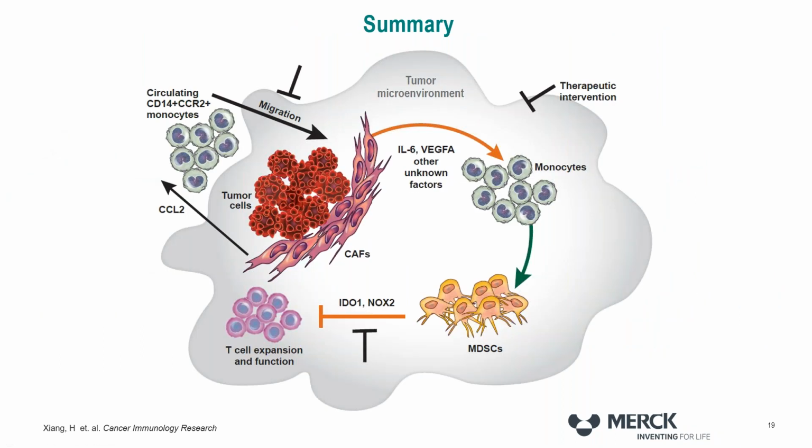With that, I'd like to summarize what I've presented so far. We think the CAFs in the tumor microenvironment can secrete chemokines such as CCL2 to recruit the CD14 positive and CCR2 positive monocytes to the tumor microenvironment.